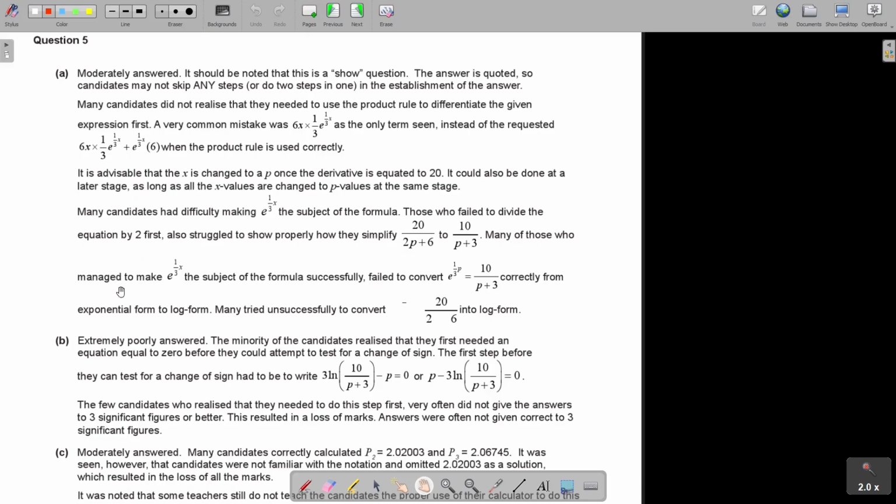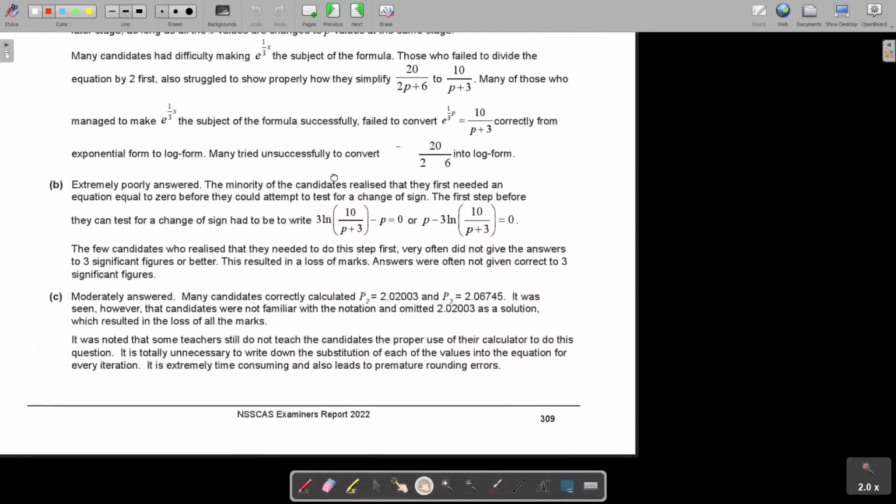Many of those who managed to make p the subject of the formula successfully failed to convert correctly from exponential to log form. Many tried unsuccessfully to convert it into log form. Okay, so that was not that difficult. This was an extremely poorly answered question.